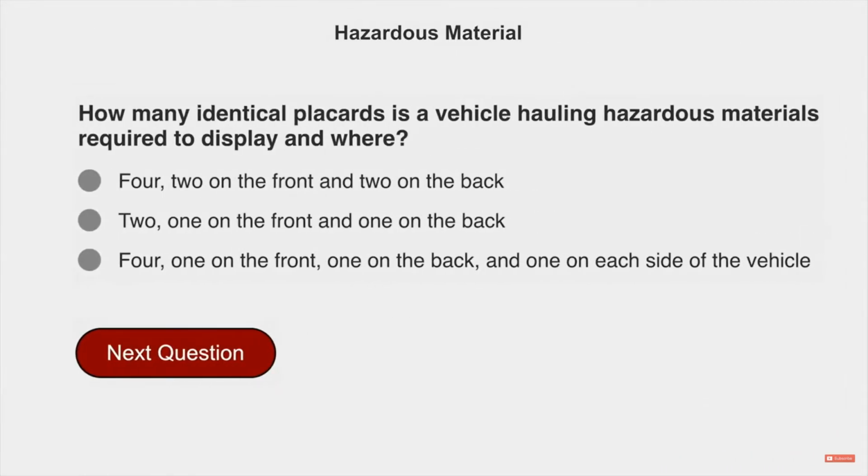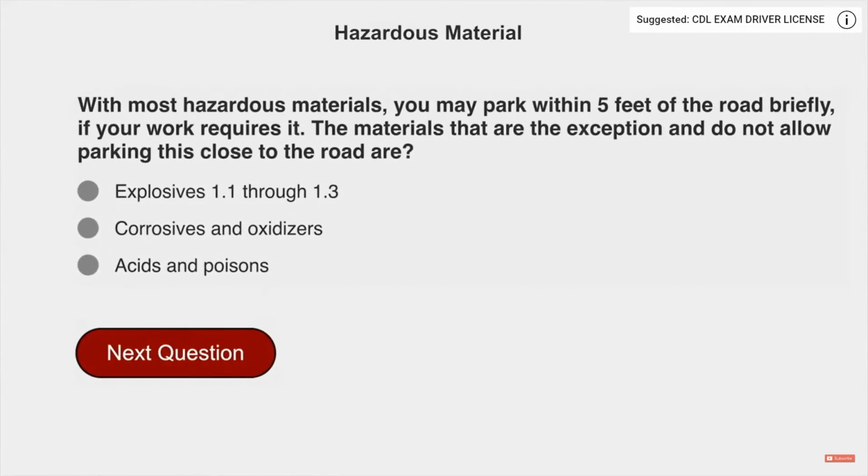How many identical placards is a vehicle hauling hazardous materials required to display and wear? 4. One on the front, one on the back, and one on each side of the vehicle. With most hazardous materials, you may park within 5 feet of the road briefly if your work requires it. The materials that are the exception and do not allow parking this close to the road are explosives 1.1 through 1.3.